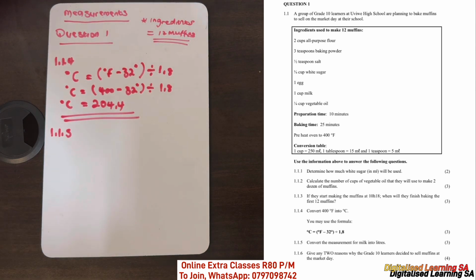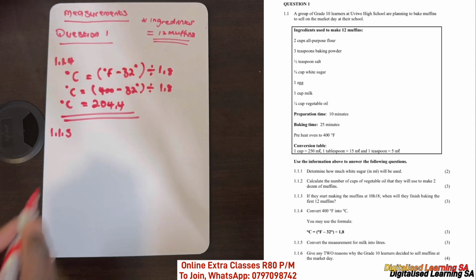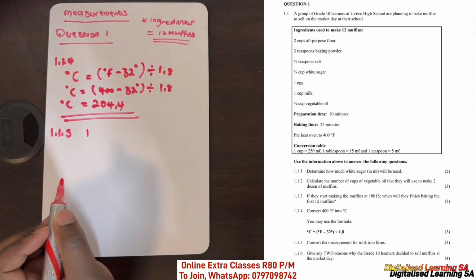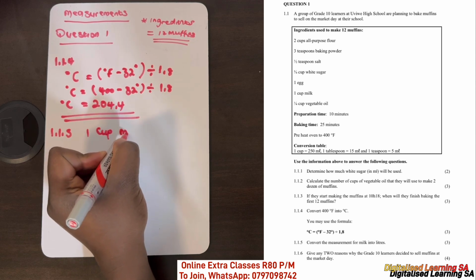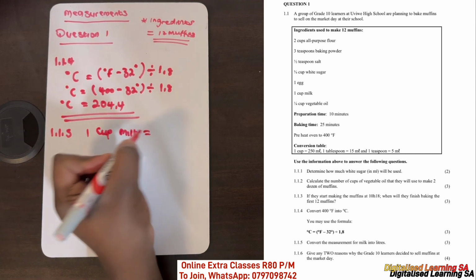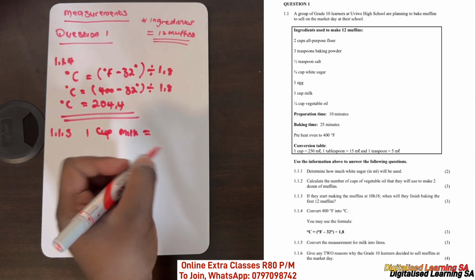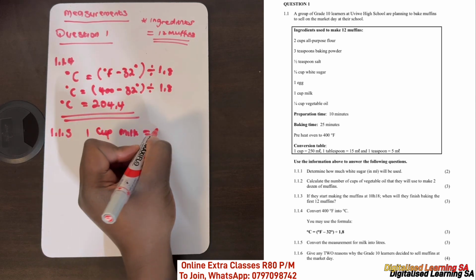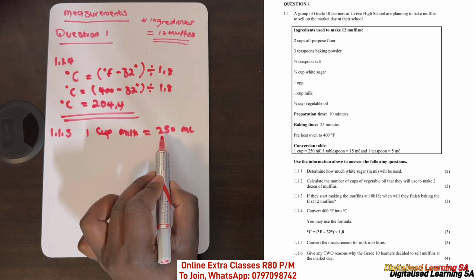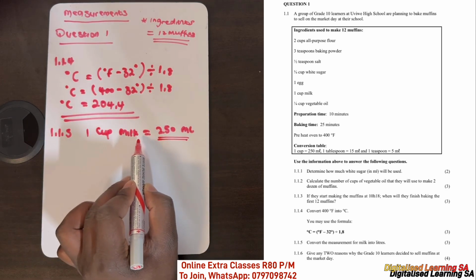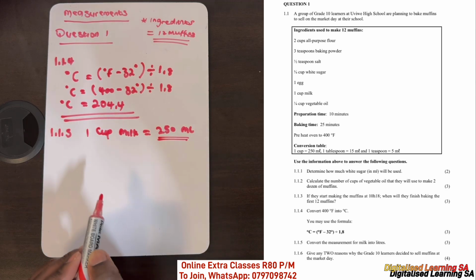So this is question 1.1.5. Question 1.1.5 says that convert the measurement for milk into liters. So we need to convert our milk into liters. And we are told that for our ingredient, we are going to use 1 cup of milk, right? And we can easily convert this 1 cup of milk into milliliters, because we know that 1 cup is equals to 250 milliliters.